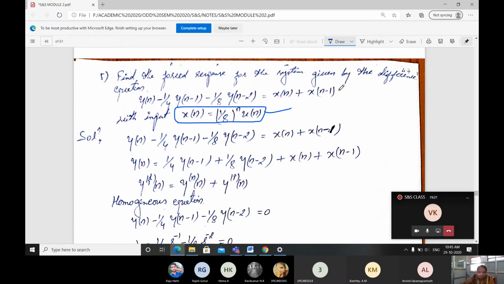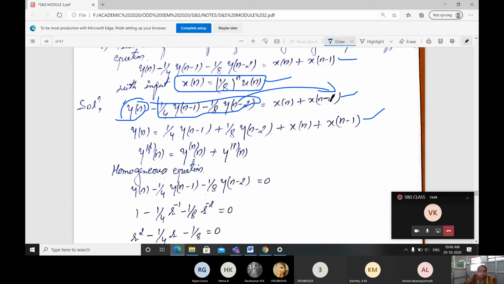Here the given equation I wrote the same as it is. Then in the next step, I represented the whole equation in terms of y of n only, shifting y of n minus 1 and y of n minus 2 towards the RHS, and I wrote the equation here. Okay, then our forced response is going to be natural response plus particular solution. Therefore y f of n is equal to y n of n plus y p of n.